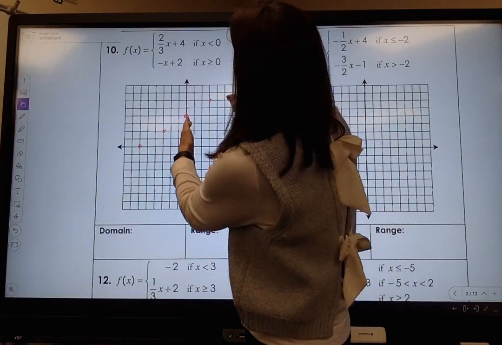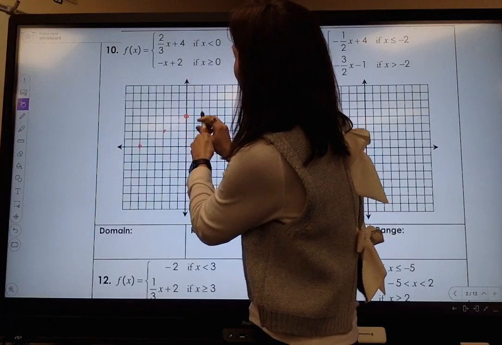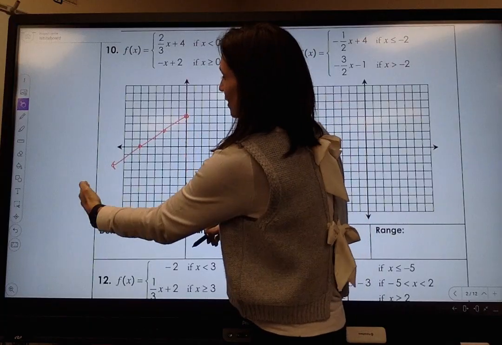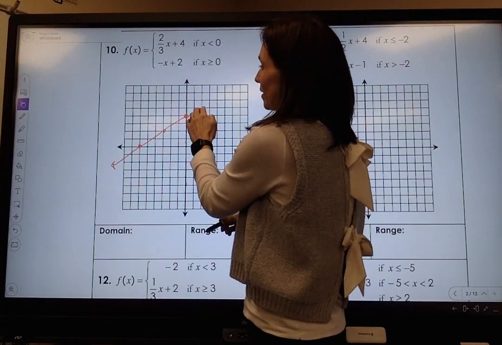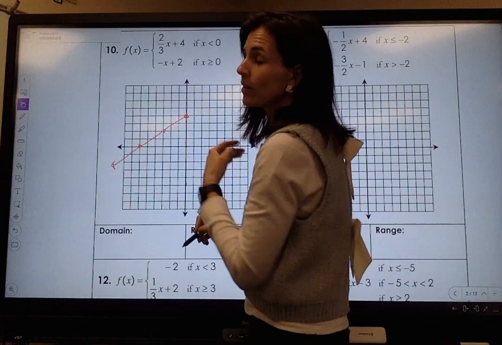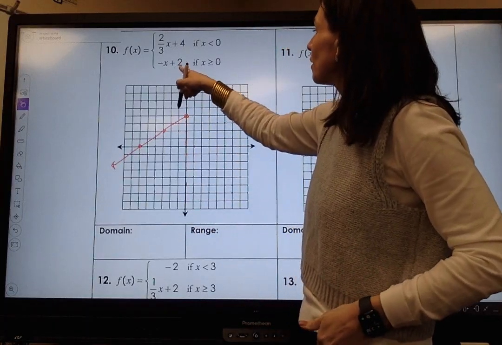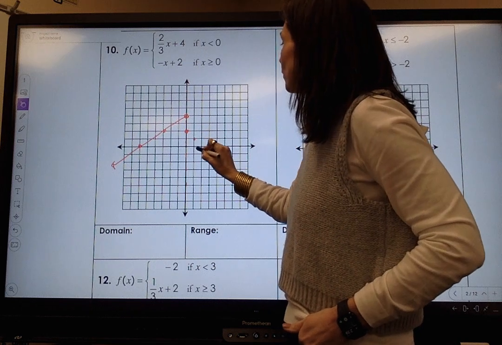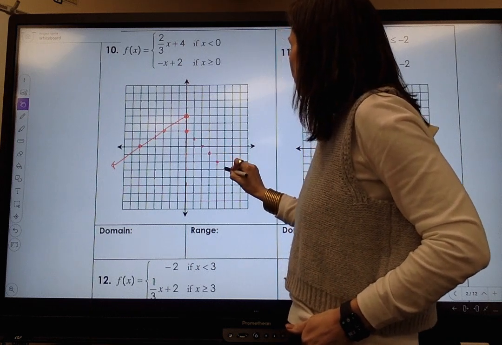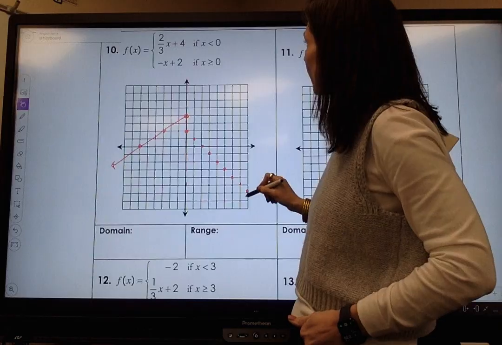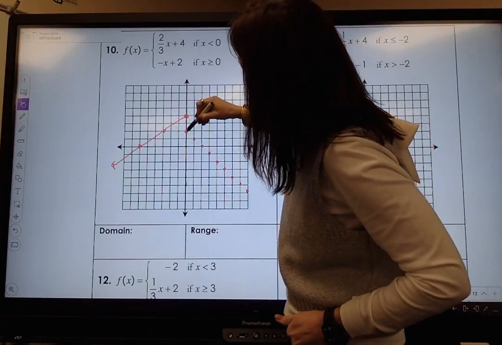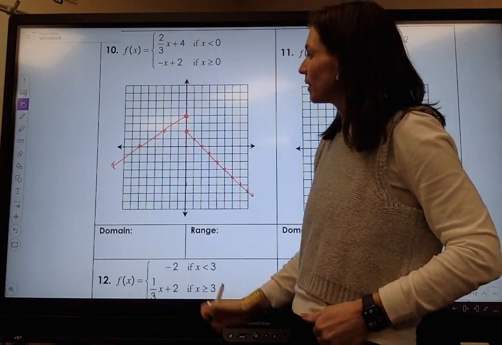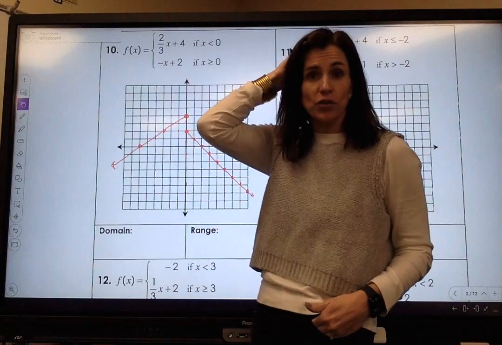I don't care about this side of the graph. I just care about where my domain is less than 0. So I erase that part because I just want to know less than 0. Now for this function, it's going to be a closed circle at 2. My slope is negative 1, so down 1 over 1, down 1 over 1. Okay? And where x is greater than or equal to 0. So that's what my piecewise linear function is going to look like here.